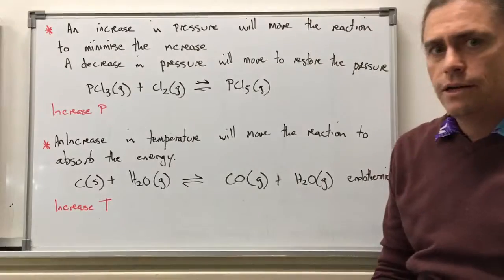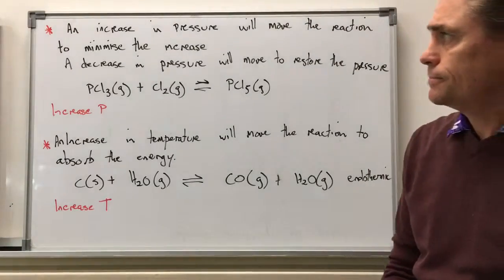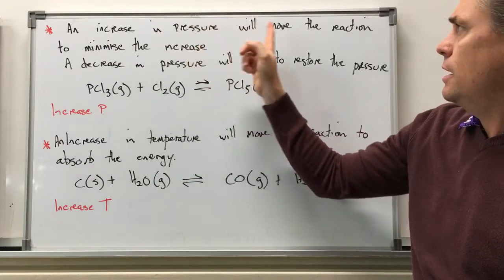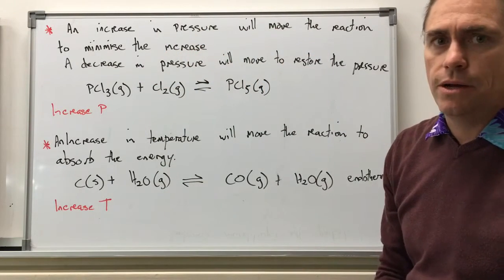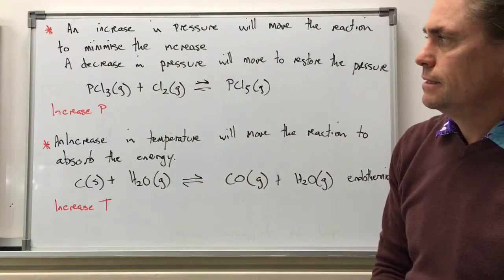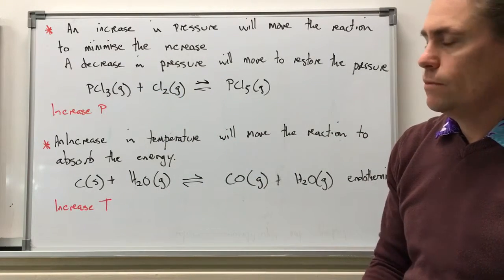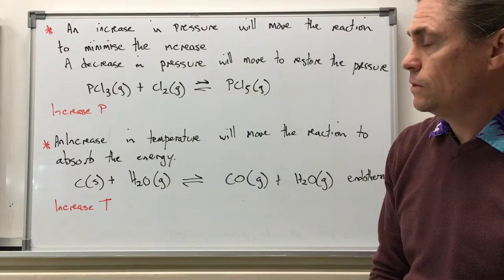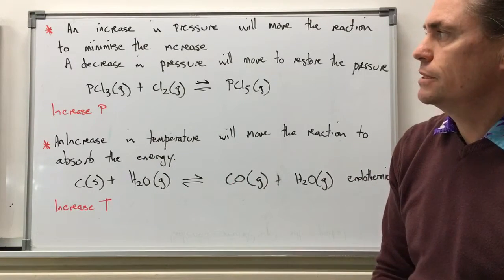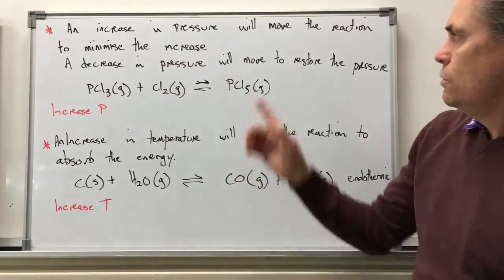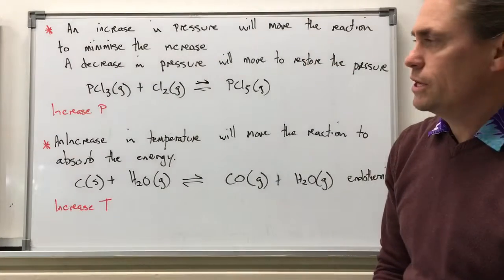Let's say we now increase the pressure in the system. Well, Le Chatelier's principle says that an increase in pressure will move the reaction to minimise that increase. So if we have reactants involving gases, the system will try to relieve that pressure in the system. Conversely, a decrease in pressure will move to restore that original pressure.